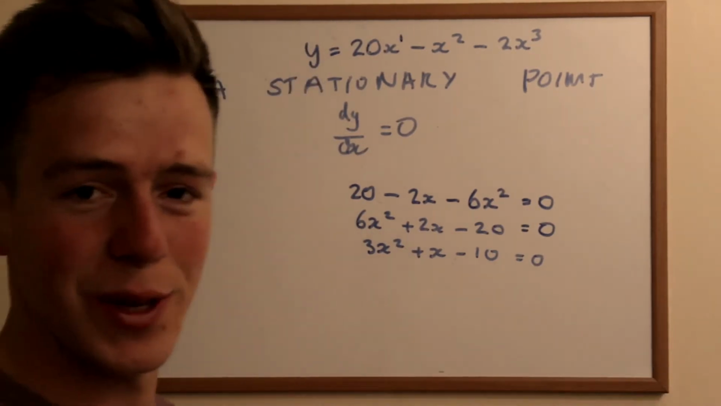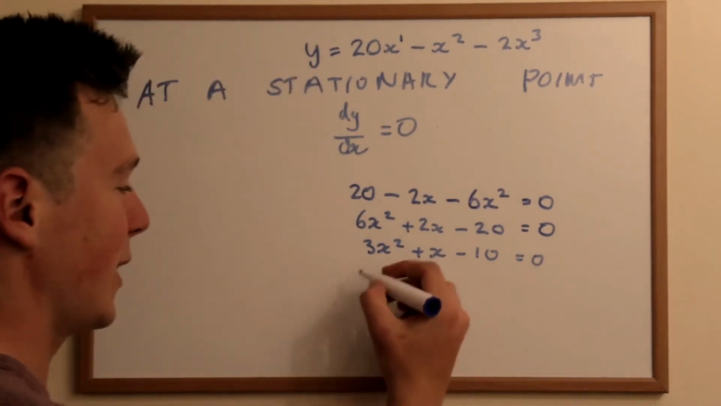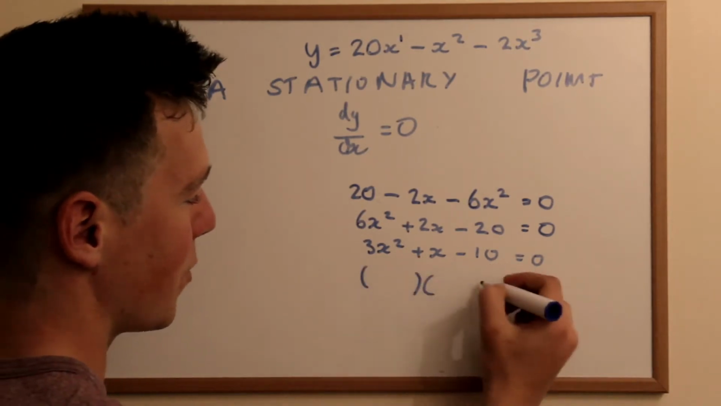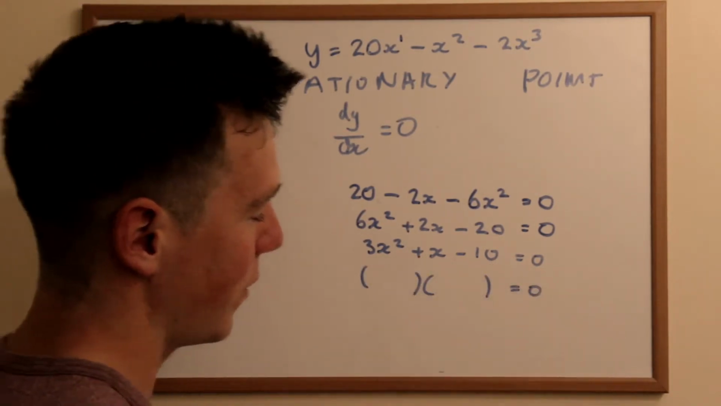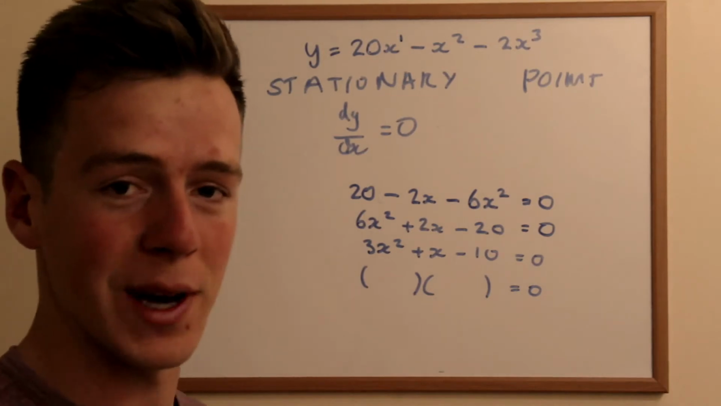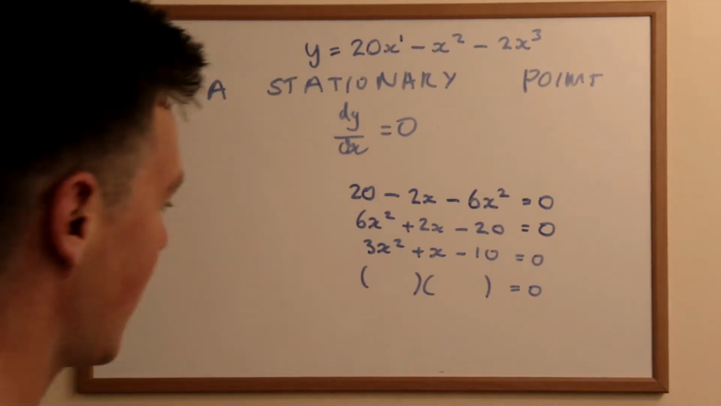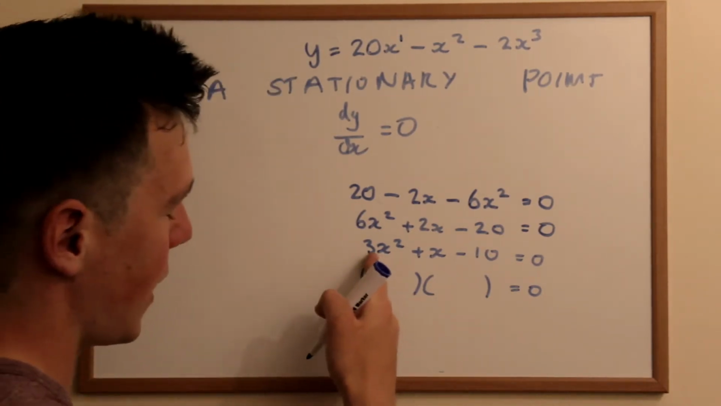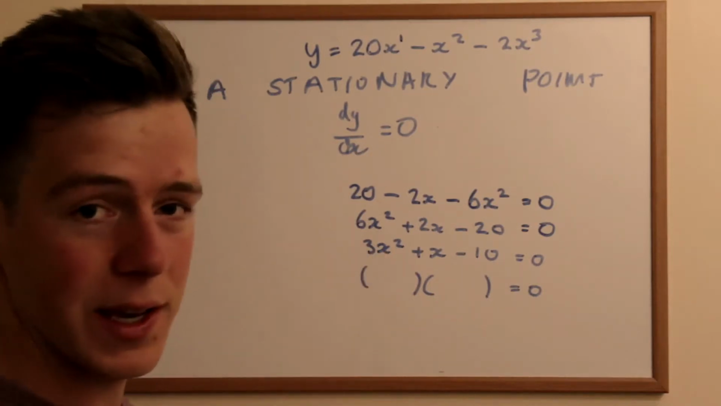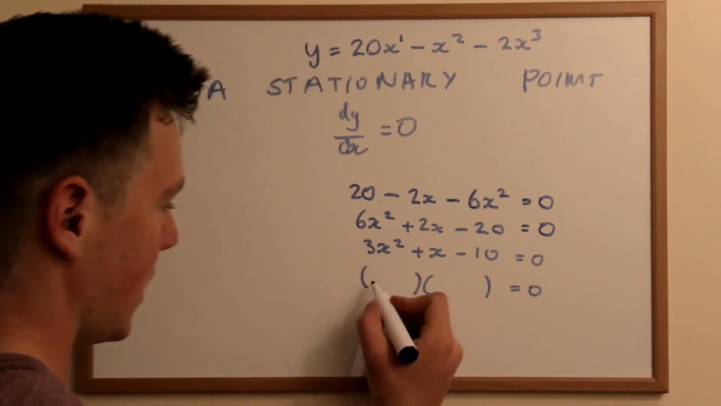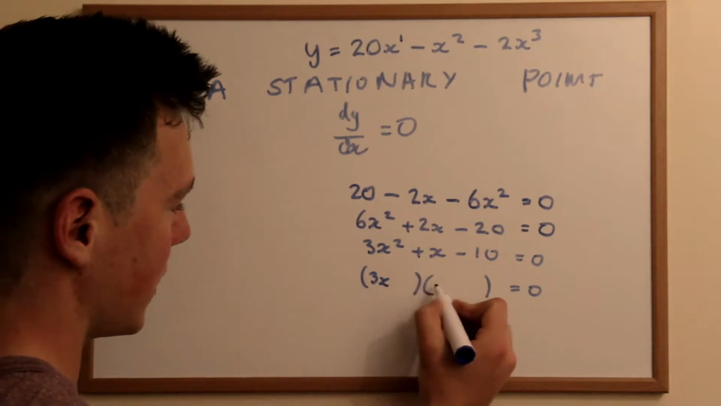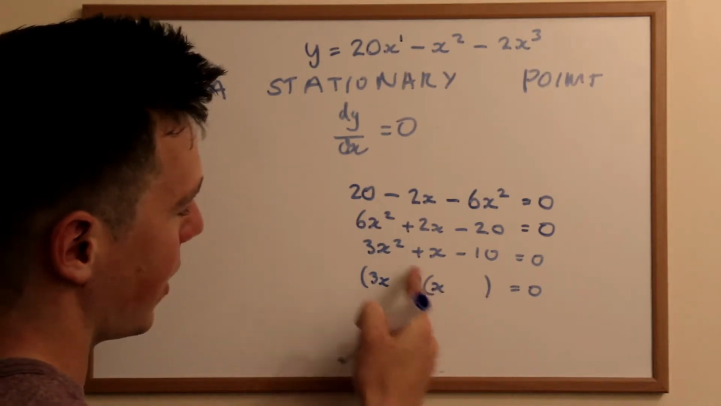Now, next thing to do is to factorise. An easy thing to do is to do your brackets first and it'll equal 0 first. So you've got the correct format, it makes it a little bit easier. So let's look at here. 3x times x equals 3x squared. So 3x times x, that's going to create our first term.